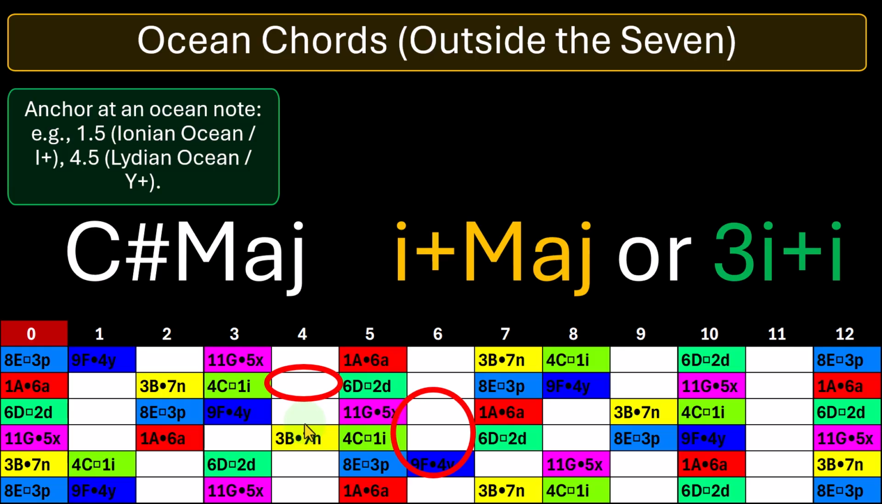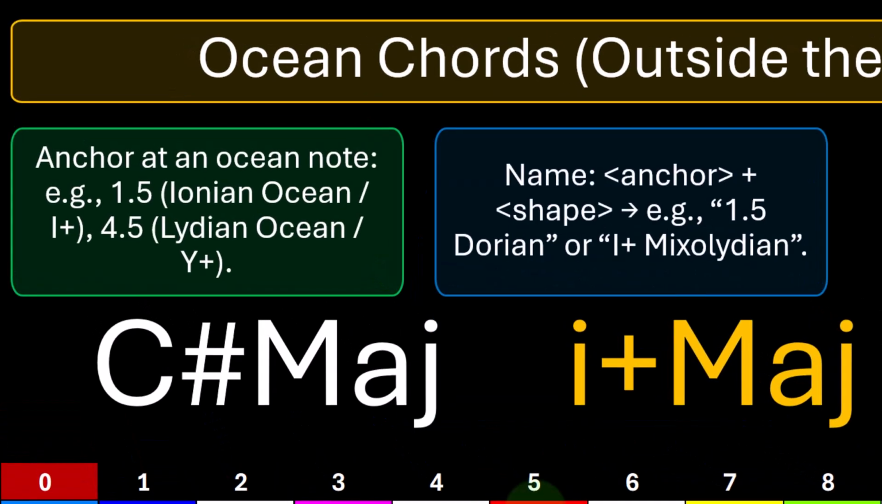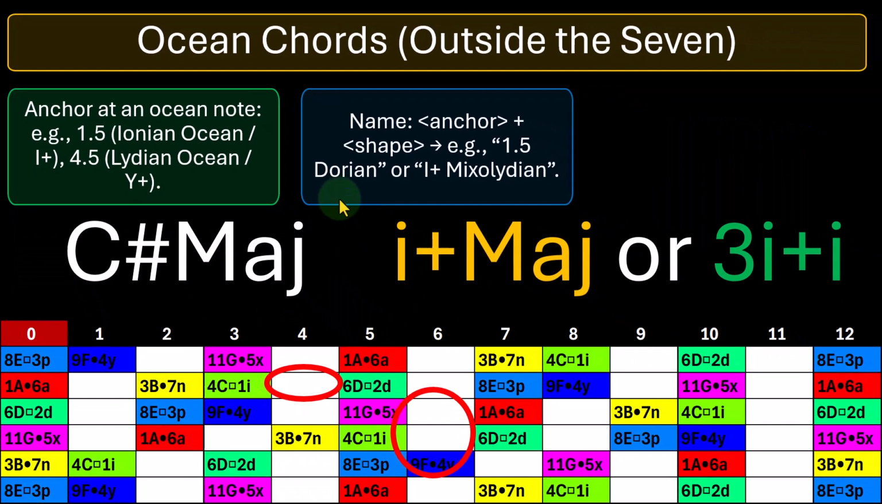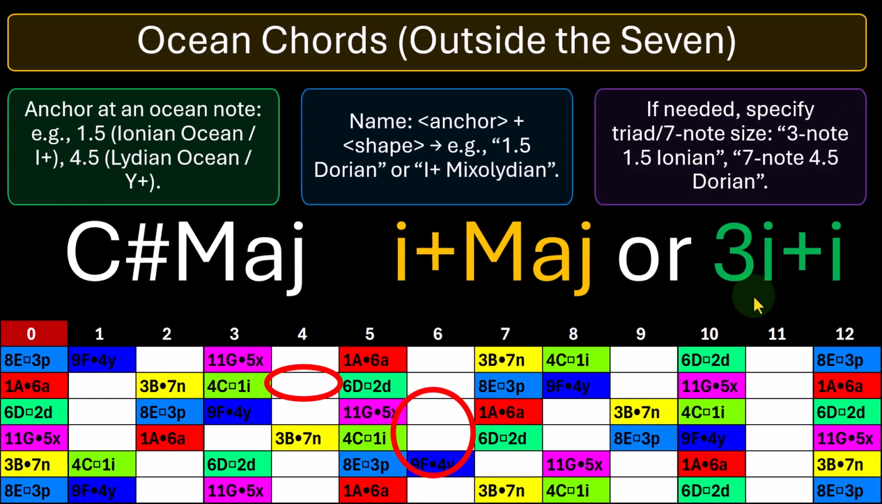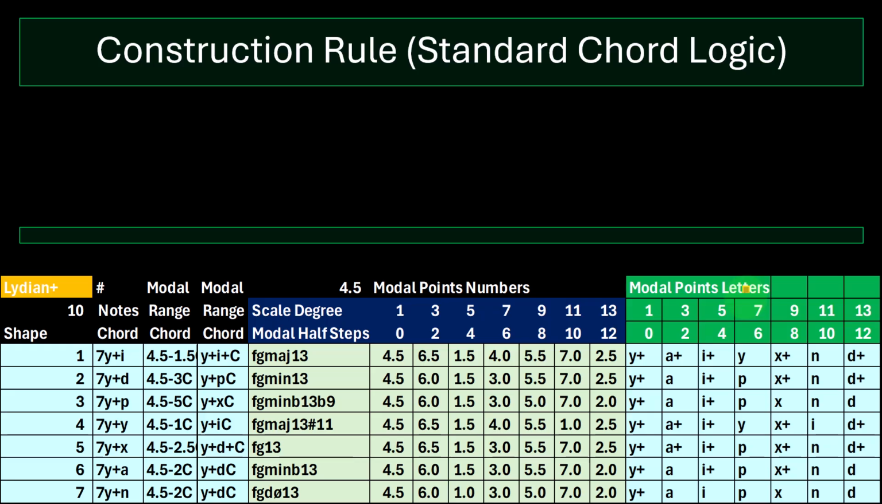Or it's a 5-note chord, or it's a 6-note chord. That will give you the shape that will be standard, that we can clearly move up and not have to rename everything. So the name is going to be the anchor and then the shape. So it's a 1.5, and then you can say it's a Dorian, or it's an Ionian plus a Mixolydian. If needed, specify the triad or 7-note size, in other words, the number of notes that we have involved.